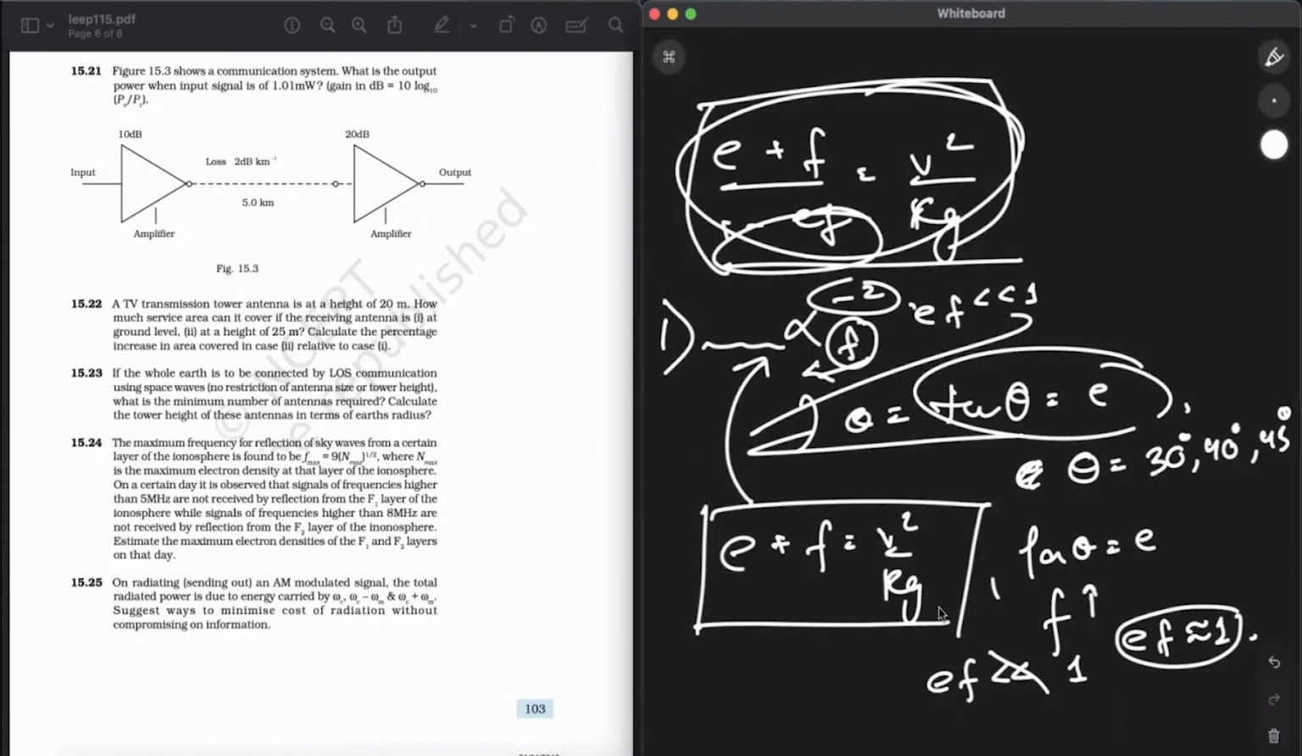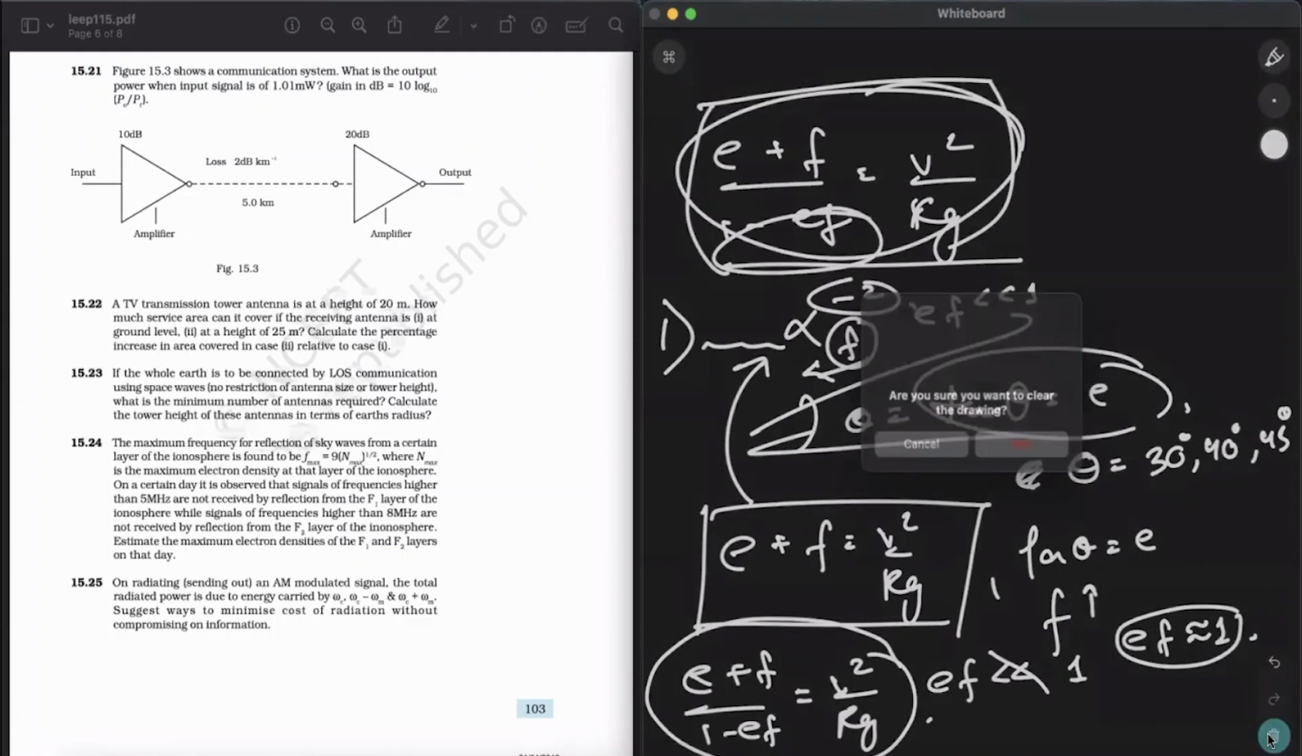So if you know the derivation, what things you assumed, and what conditions have been changed, then it will be easy for you. In this case, if EF is not very much less than 1, then (E + F) upon (1 - EF) will be considered equal to V squared upon RG. So this is the formula for super elevation. That is what I'm trying to tell you. That derivation is very important.